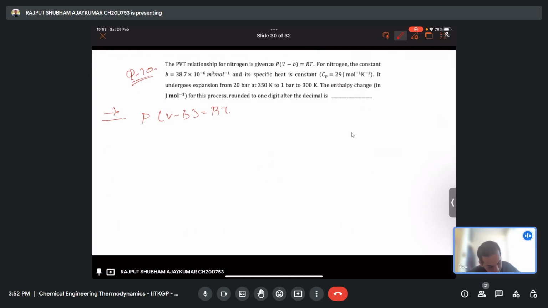Okay, so for nitrogen the constants A and B are given, and the specific heat Cp, at constant pressure, is given. It undergoes an expansion from 20 bar. So this is P1, P2. Expansion means reduction in the pressure. So this is P1, P2 and temperature T1, T2. They have been asking for the enthalpy change for this process, rounded up to the first decimal digit.